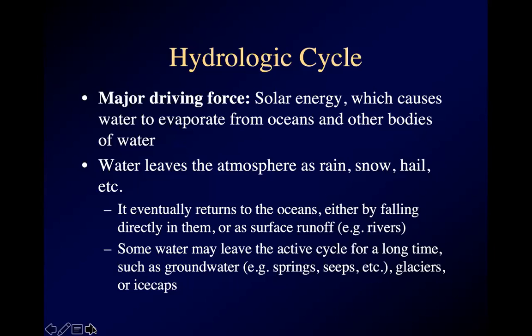Right. The hydrologic cycle, that was the last thing we hit. Solar energy causes water to evaporate from bodies of surface water: oceans, ponds, rivers, swimming pools, what have you. And that water enters the atmosphere in the form of water vapor. If parts of the atmosphere cool, that water vapor starts forming droplets, which make up clouds, and eventually those fall out of the atmosphere in the form of rain, snow, hail, fog, and dew, all those things. That water eventually goes back to the oceans. Either it falls right back in the ocean, or it may return to them in the form of surface runoff, notably rivers.